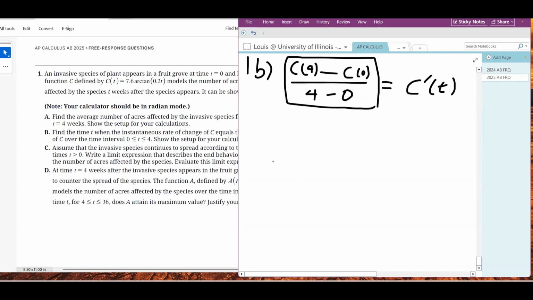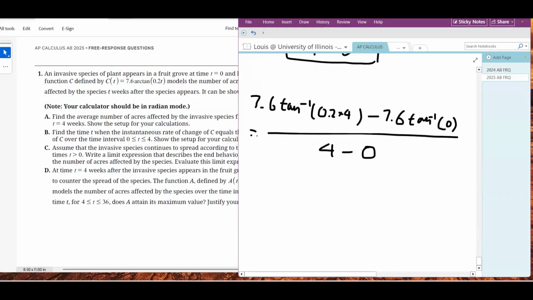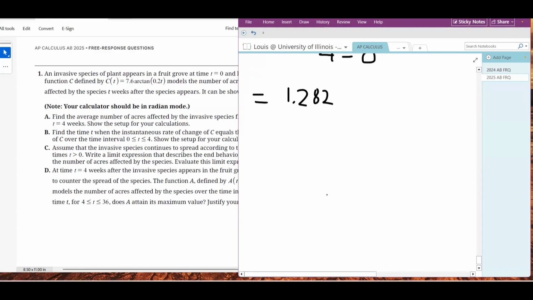All you have to do is plug in the 4 here. So 7.6 arctan of 0.2 times 4, minus 7.6 arctan of 0, because 0.2 times 0 is obviously 0, and this is divided by 4 minus 0. So this is going to equal 1.282.